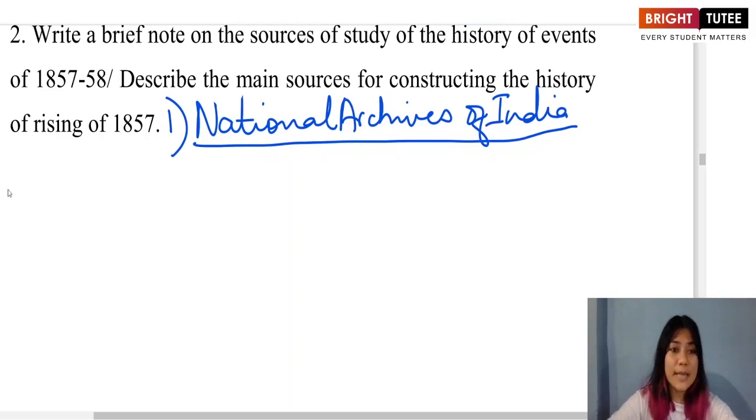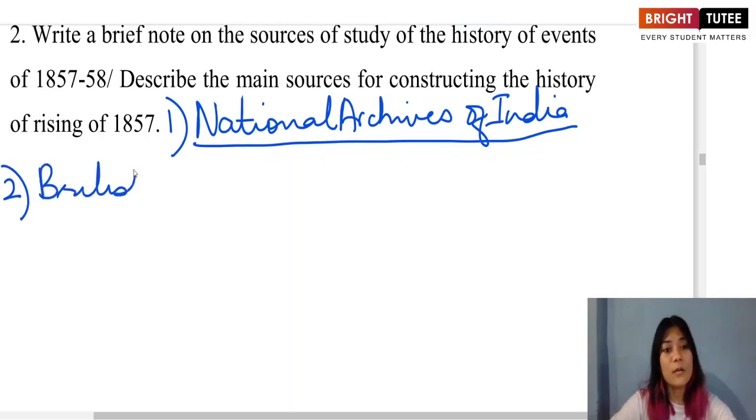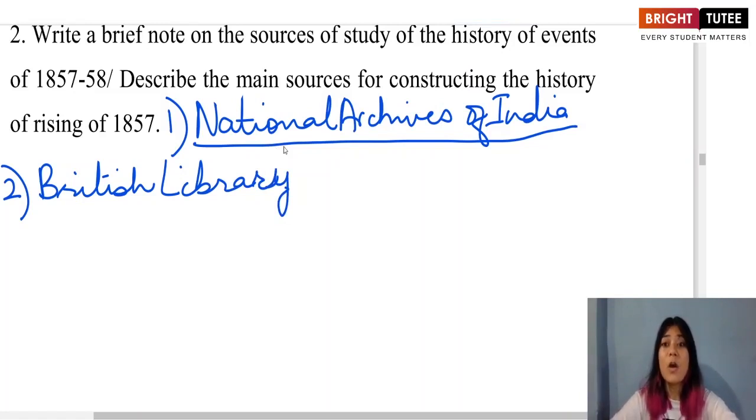The next is the British Library. The British Library has private papers of British officials like Kaye, which give us accounts of the events of 1857. It also has newspaper clippings. It also has parliamentary papers, which all have related information about the event.